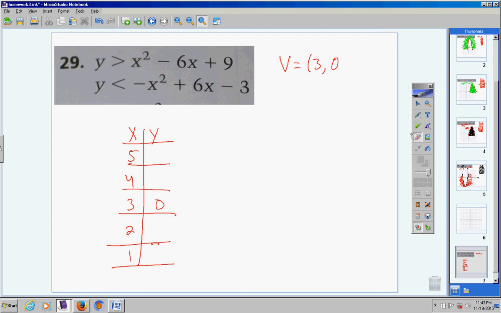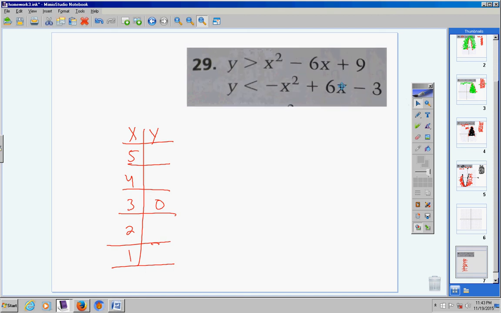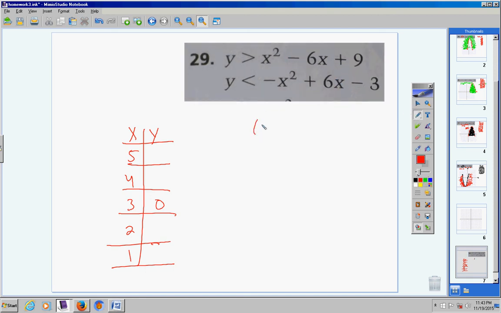Let's substitute 5 into the first equation first. Parentheses 5 squared, negative 6 times 5, positive 9. 5 squared is 25. Negative 6 times 5 is negative 30, positive 9. That's going to give us a positive 4 when you combine these numbers. So when you put in 5, you get out 4. Now, when I put 1 in, I should get out a 4. Let's see if I do. 1 squared, negative 6 times 1, positive 9. 1 times 1 is 1. Negative 6 times 1 is negative 6, positive 9. Combine those and you get a 4.